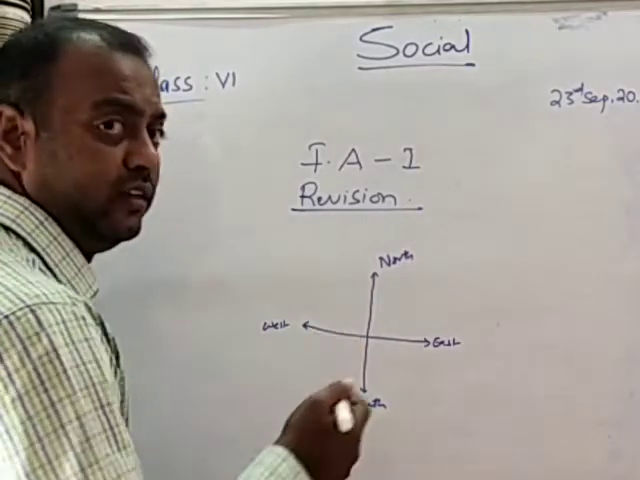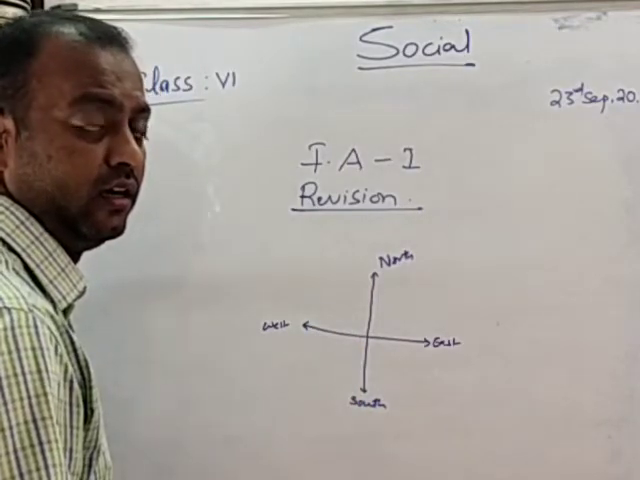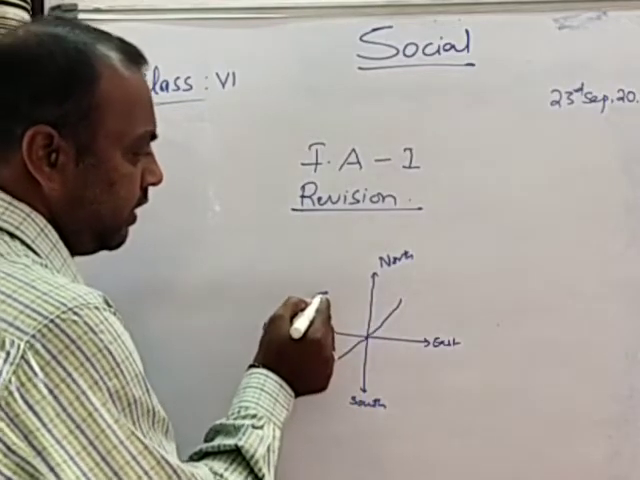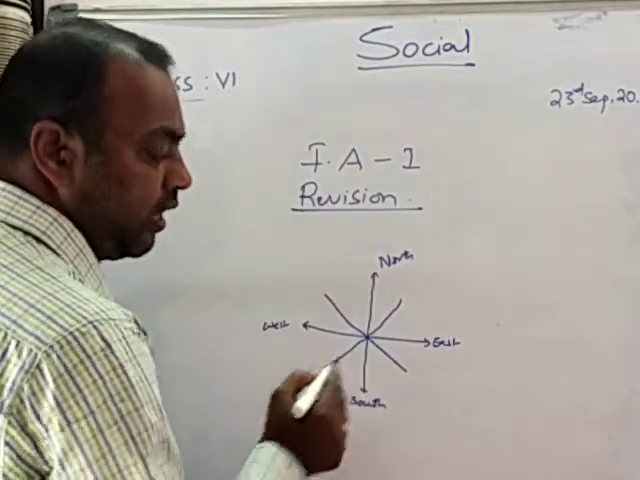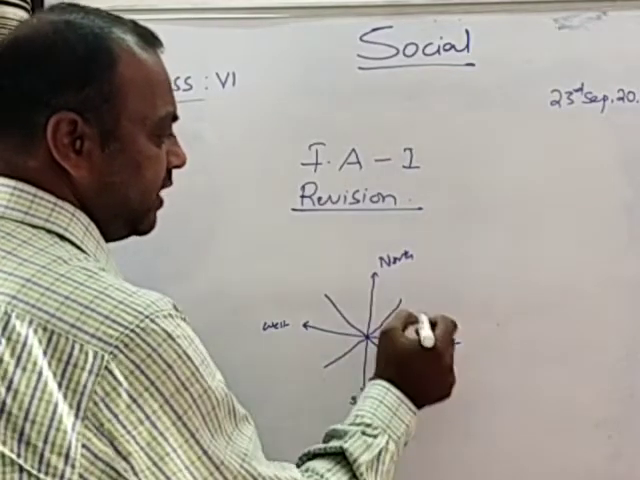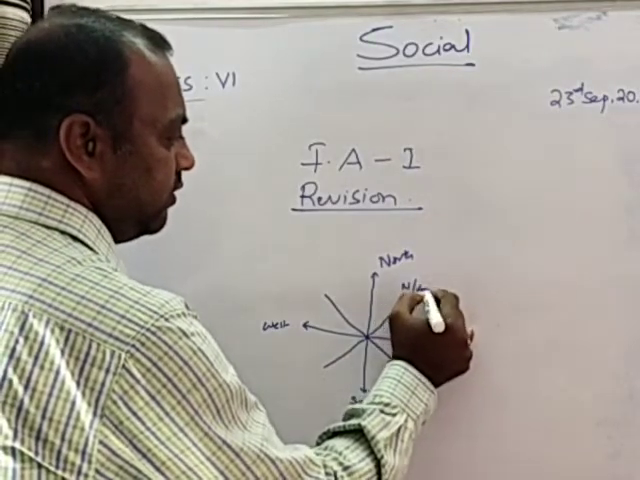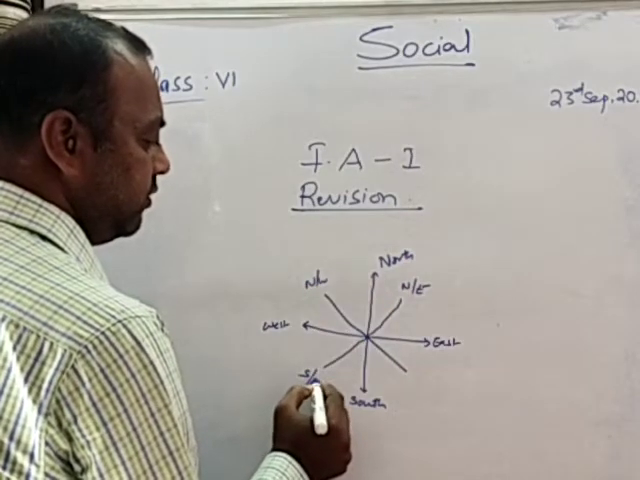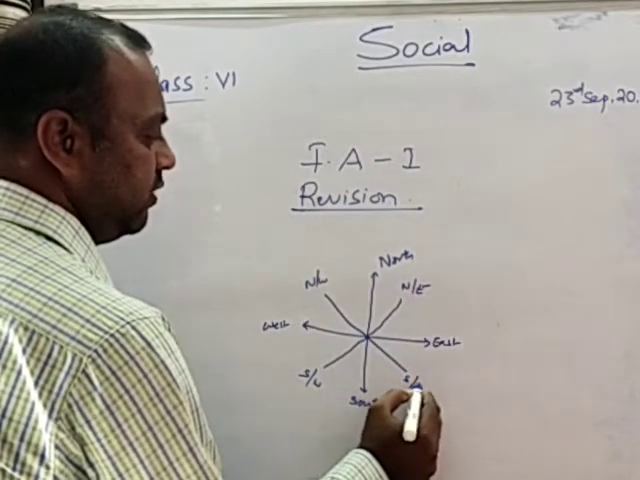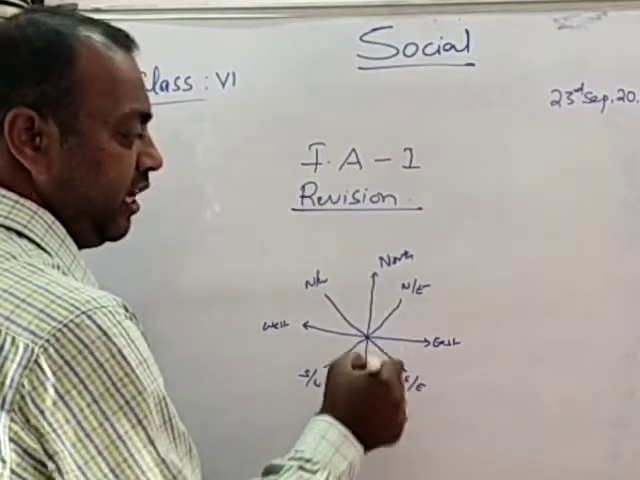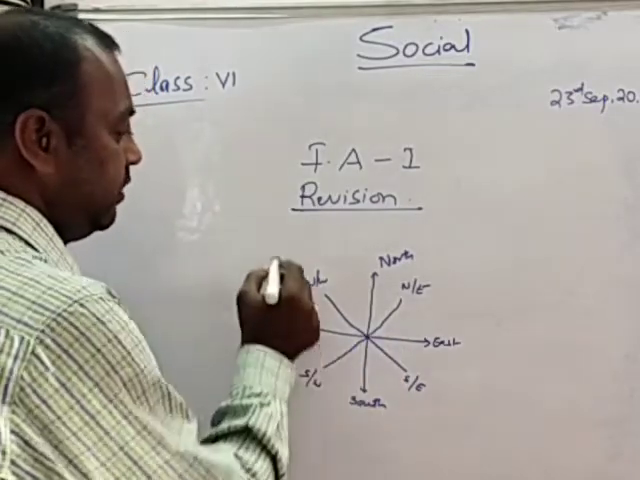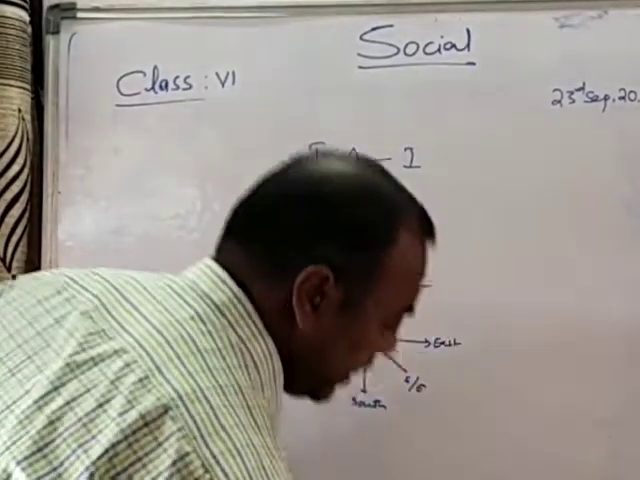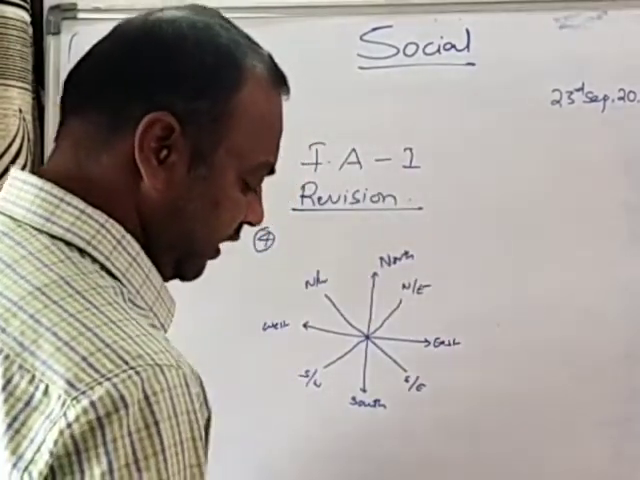So we can further divide them. Another 4 also we can add. This becomes northeast, and this becomes northwest. This becomes southwest, and this becomes southeast. But the major ones are only 4. So remember, directions are how many? 4. So after understanding about the directions, children, let us move on to the next topic.